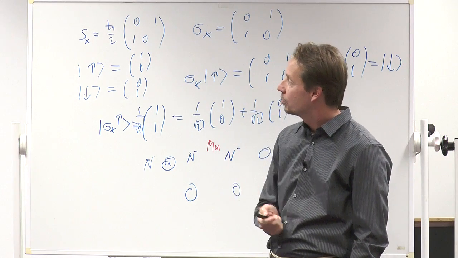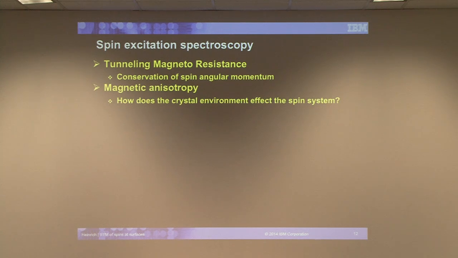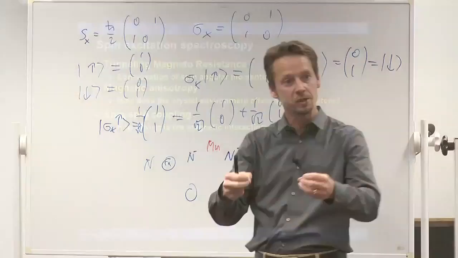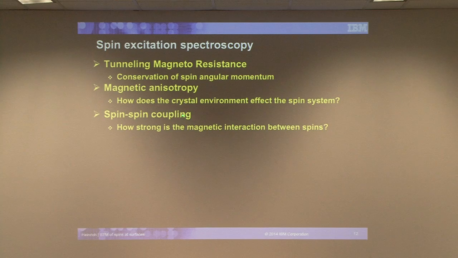Okay, so what can we do with this? We can do tunneling magnetoresistance. I'll tell you what this is in a moment. We can measure magnetic anisotropy, which is the zero field splitting. I want to spend a lot of time on that. We can measure spin-spin coupling, put 2 spins next to each other and learn something about how the combined system works. I want to spend a lot of time on this.